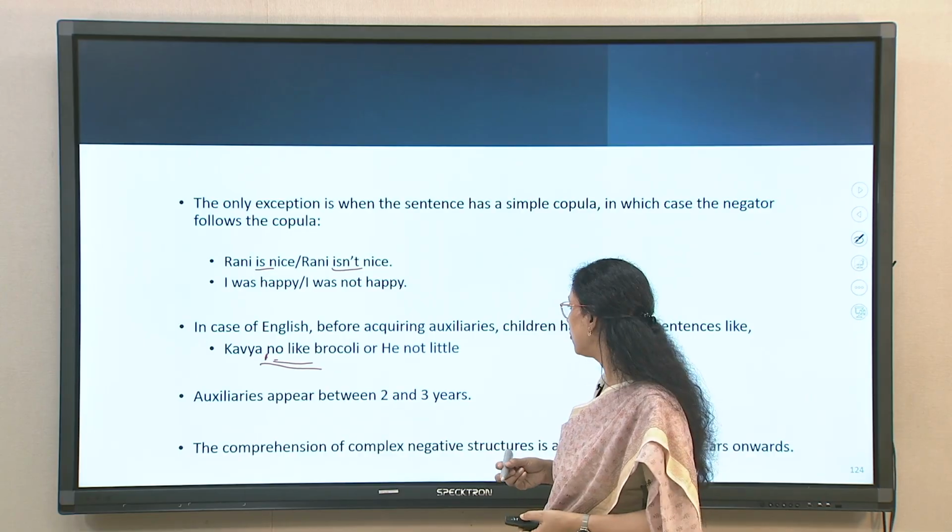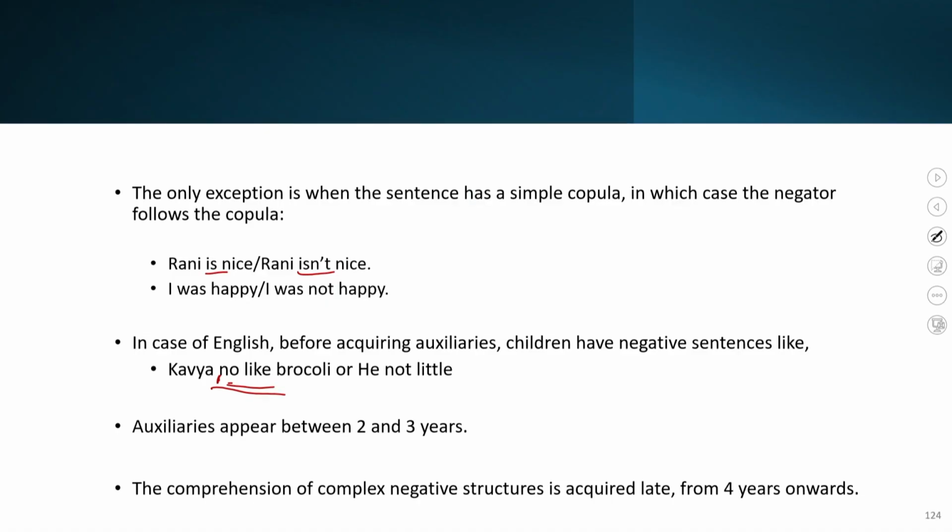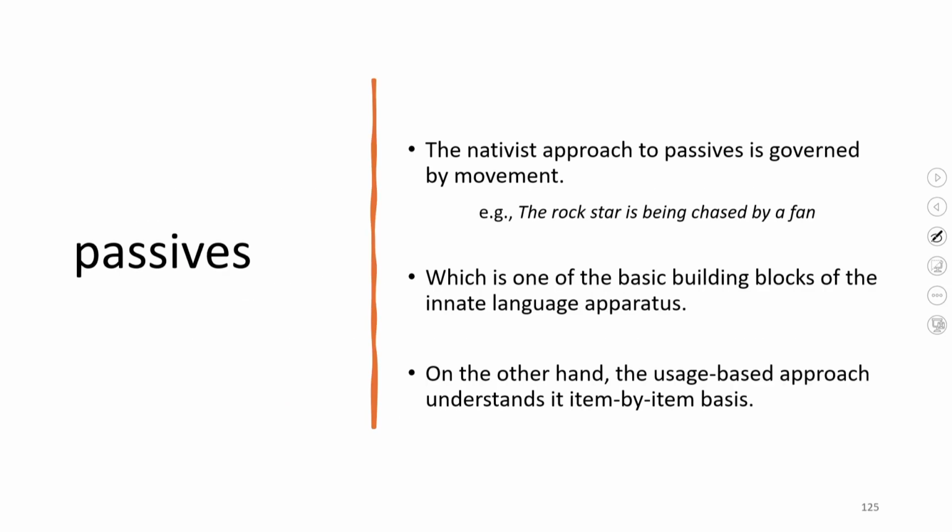Auxiliaries appear between 2 and 3 years. The comprehension of complex negative structure is acquired late, from 4 years onwards, that is what some of the scholars have reported. Then comes our passives. The nativist approach to passive is governed again by movement, because that is one of the fundamental aspects of syntactic operations, that is what movement is, the various kinds of processes. So, even passives are created by movement.